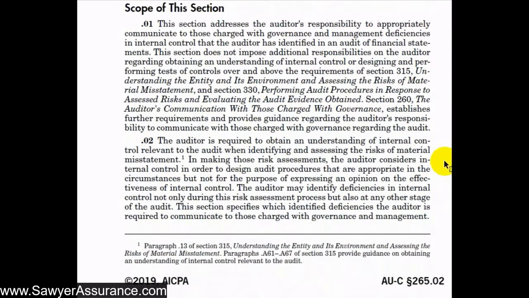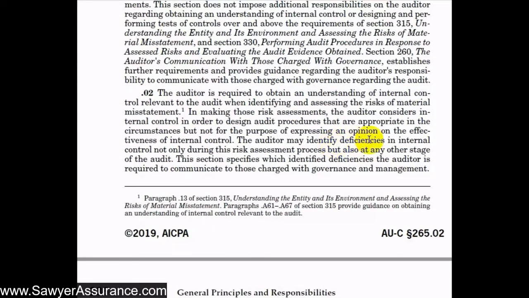So as we know, in order for us to identify and assess the risk of material misstatement, we need to gain an understanding of internal controls relevant to the audit. Even if we're not testing internal controls or relying on internal controls, we at least need to gain an understanding of them. That way we can determine areas that might be susceptible to misstatement, and so we can design our audit procedures accordingly. And throughout that process, we might notice deficiencies in internal control, and that could be in our risk assessment process or at any other stage in the audit.